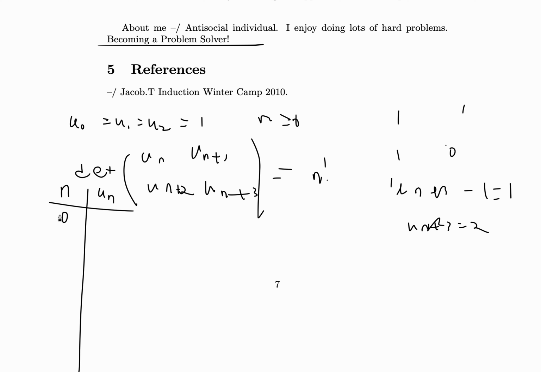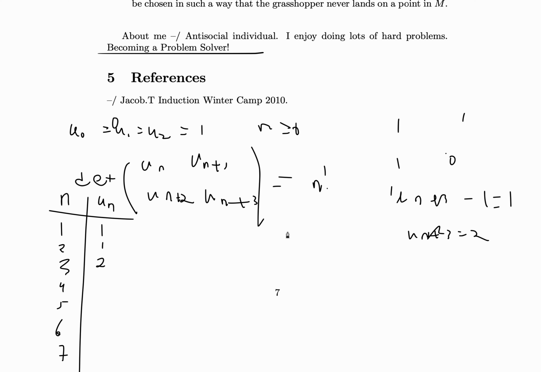Now, let's say the general case for u_n. For n equals 1, 2, 3, 4, 5, 6, 7, we have 1, 1, 2. So now we need to find it for arbitrary n. For n equals 1, the determinant of this particular matrix is going to be 1, 2, 1, u_{n+4}, and this is just going to be 1 times 2. So we have that u_{n+4} is actually equal to 3.